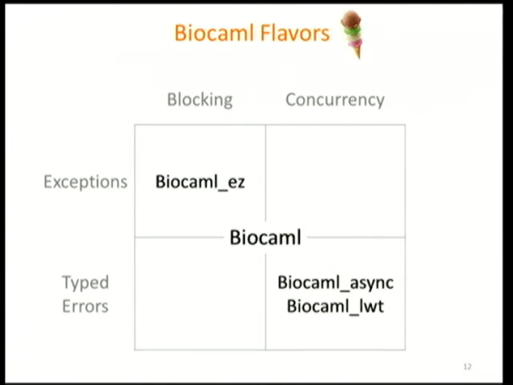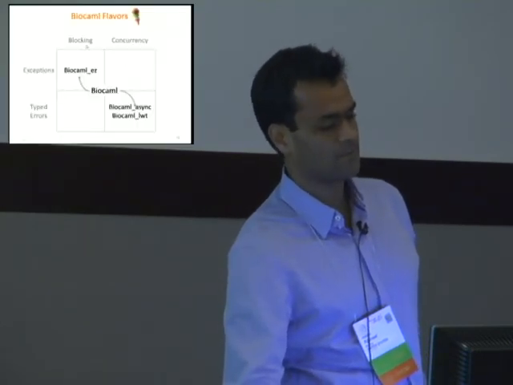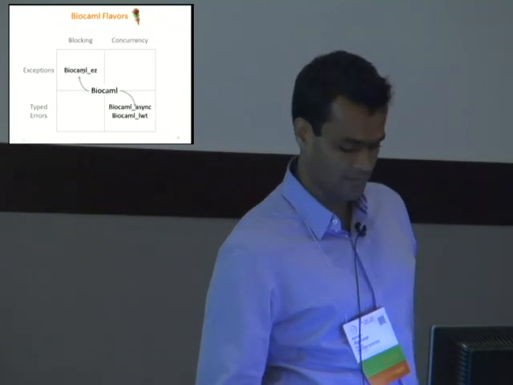We actually implement a base library that's just called Biocaml. And due to a feature of OCaml called functors, we're able to auto-generate the two concurrency libraries that we support, and with very little work, generate the easy version.